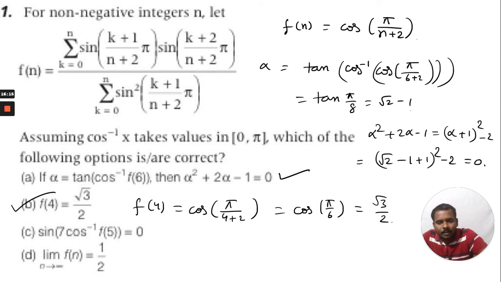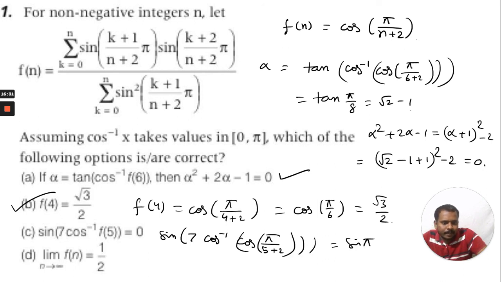Now coming to option C. So what do you have in option C? Sine of 7 cos inverse f of 5. That is nothing but 5 plus 2. So we have here sine pi, which is equal to 0. Wow, this option C is also correct. It seems all the options are correct. But let's check D as well.